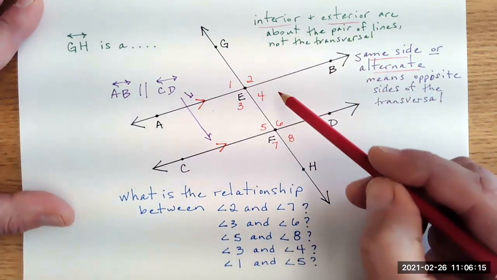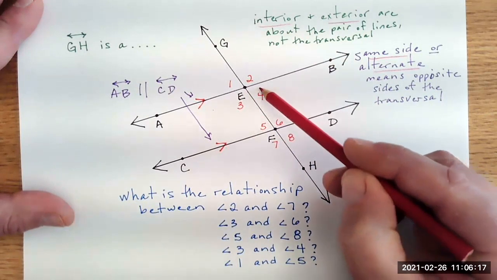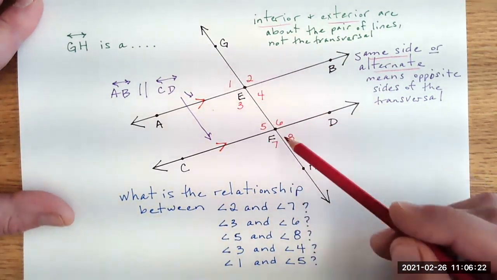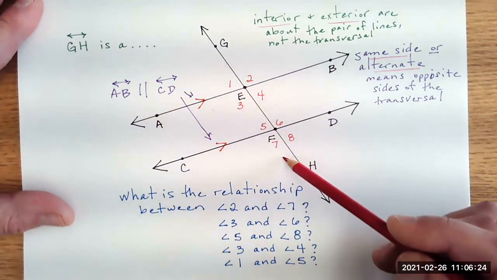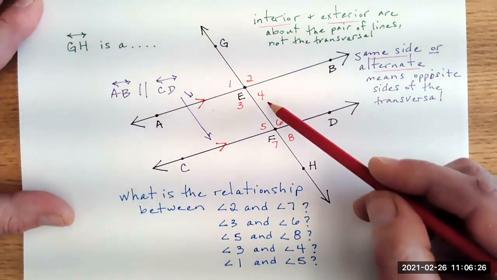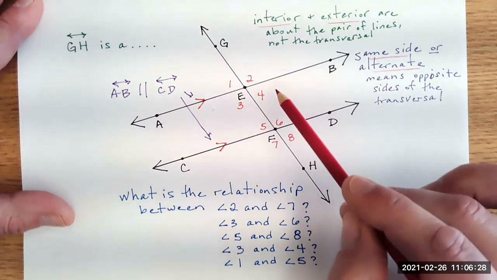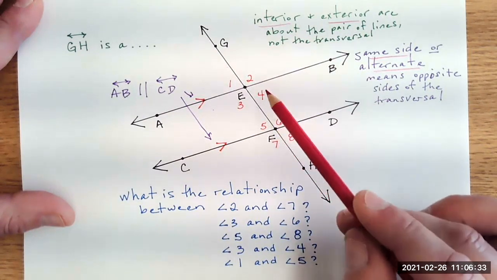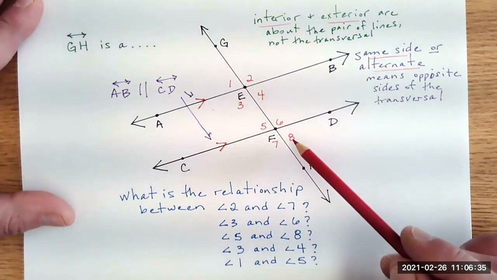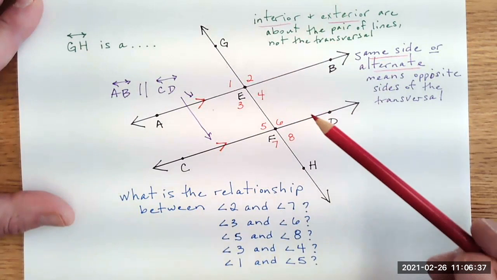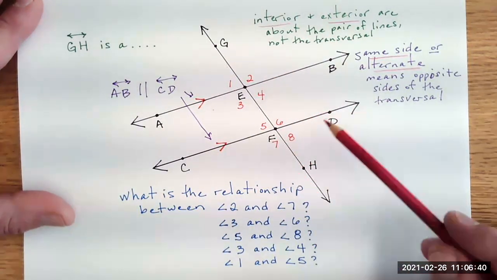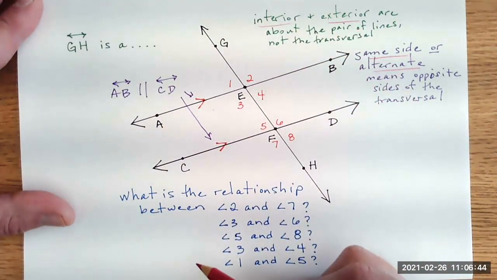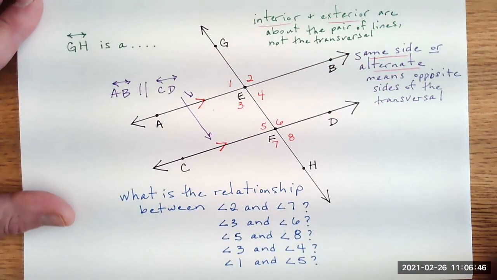lines. Okay, are the angles on the interior of the parallel lines, or are they on the exterior of the parallel lines? Okay, we're looking at the pairs must be both on the interior, or both must be on the exterior. If one is on the interior and one is on the exterior, then you're not looking at interior-exterior pairs. So let's go through these.